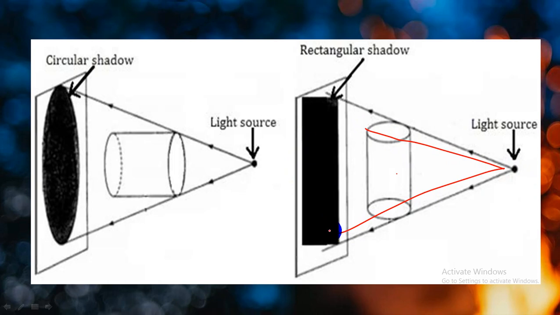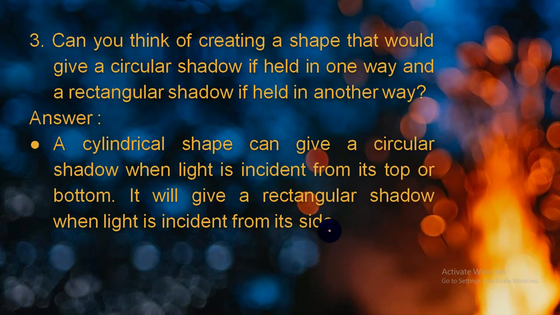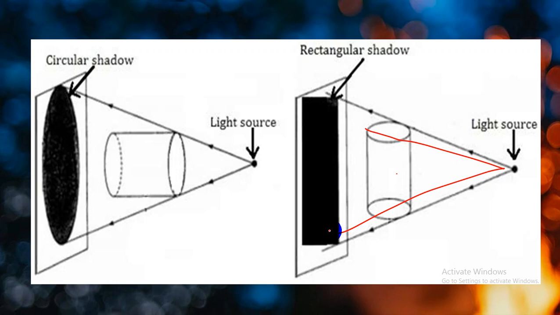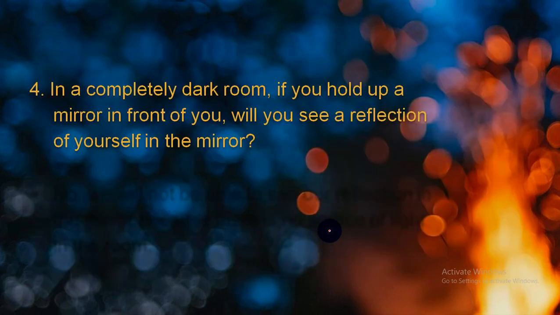So a cylinder is a shape which will form both types of shadow, circular as well as rectangular. So we have to mention that if we keep it in a horizontal manner, it will create a circular shadow, and if you keep it in a vertical manner, then it will show a rectangular shadow.